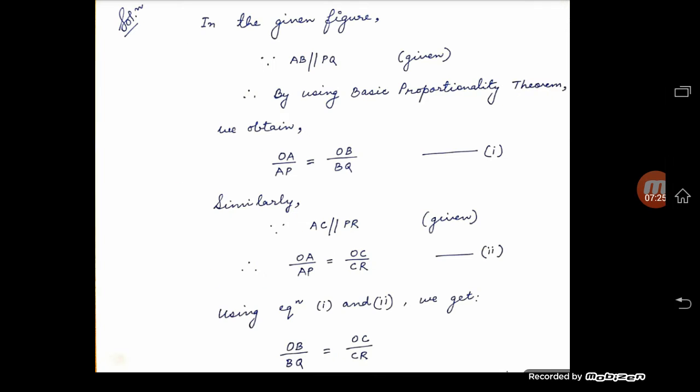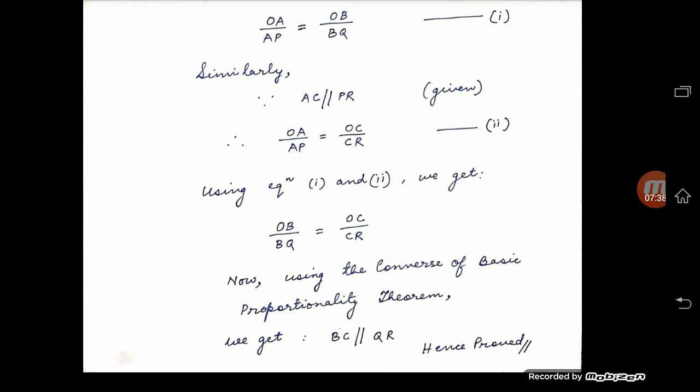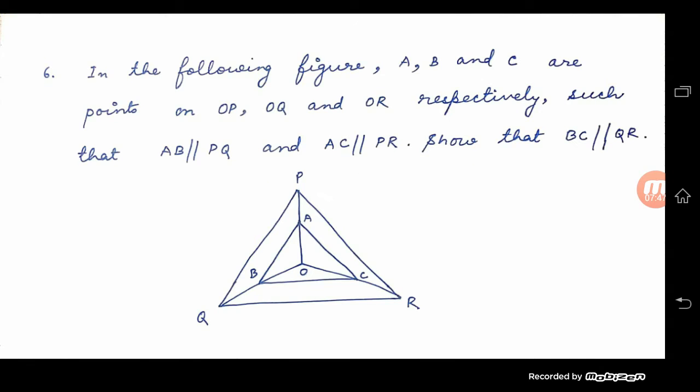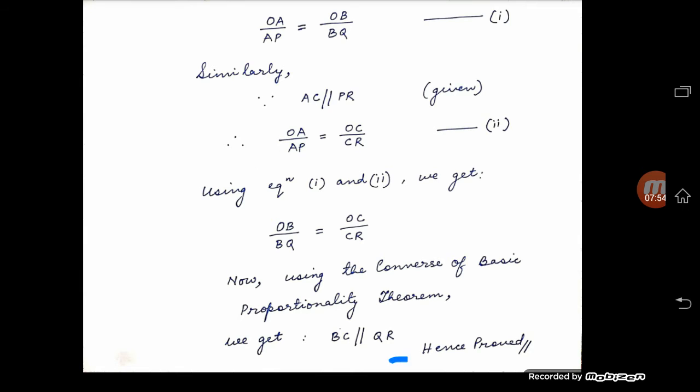So here, by using these two conditions, OB by BQ is equal to OC by CR, and using the converse of the basic proportionality theorem, we obtain BC is parallel to QR. So we use the converse of the basic proportionality theorem and get BC is parallel to QR, which is exactly what you have to find in the given question. So we have got this answer, hence proved.